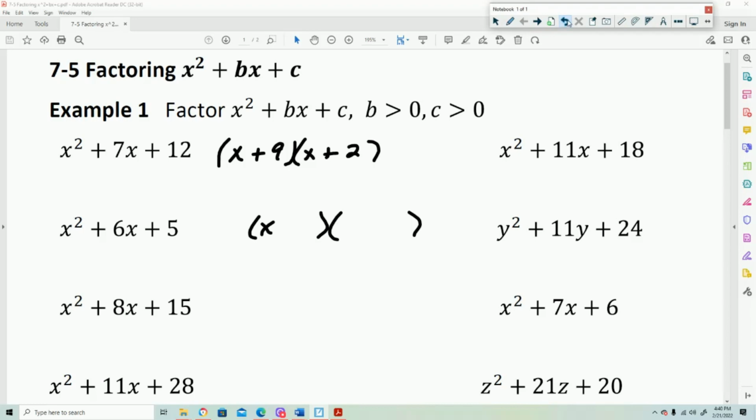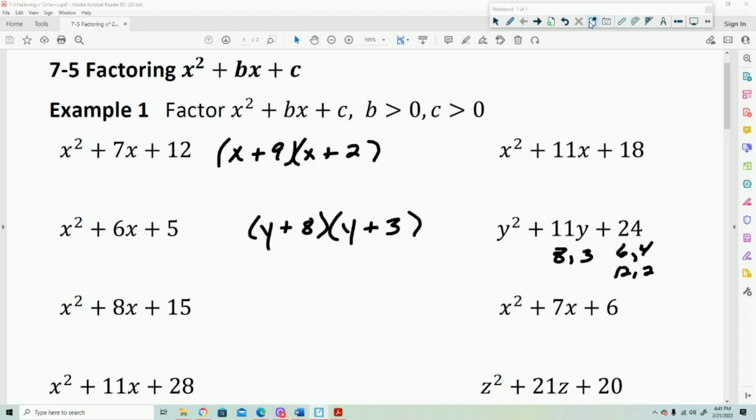Now if we back up a little bit and get this one here, we've got y's instead of x's. Put a y here, a y here. I'm looking at 24. I know that 6 times 4 is 24, but that doesn't give me 11. 12 times 2 is 24, and that doesn't give me 11. But 8 times 3 is 24, and 8 plus 3 gives me 11. So my factors are y plus 8 and y plus 3. Again, it doesn't matter where the 8 and 3 go.